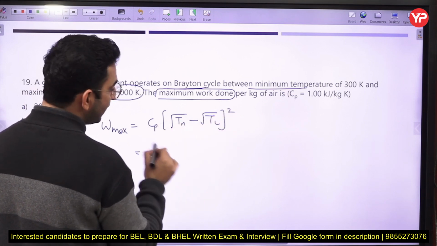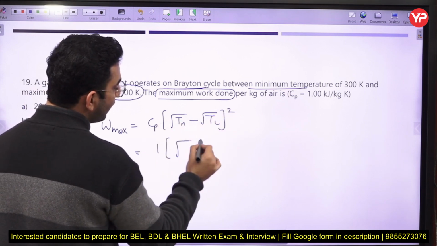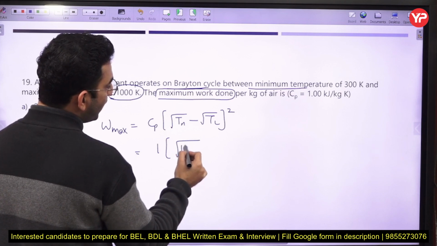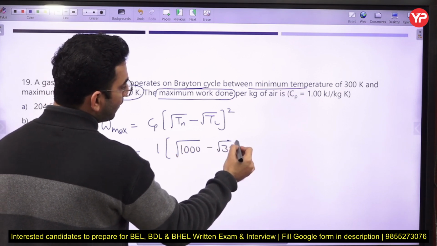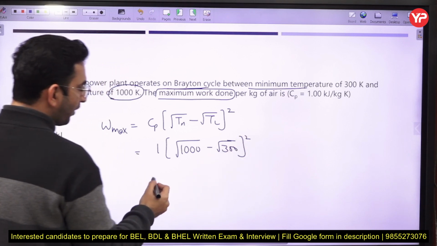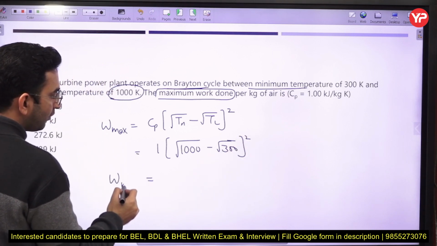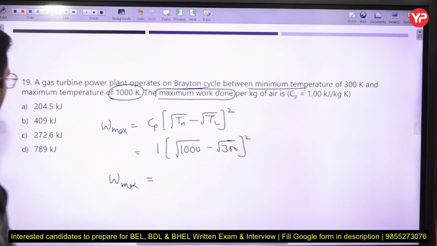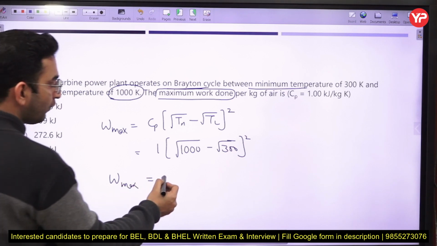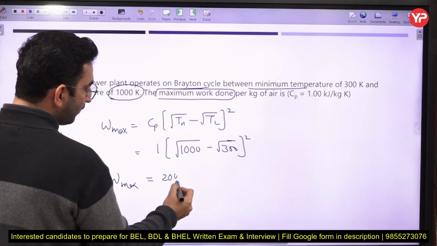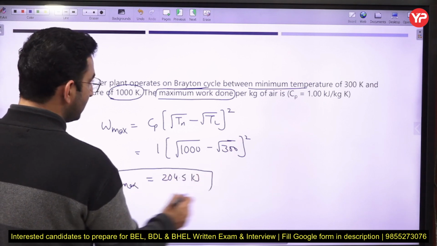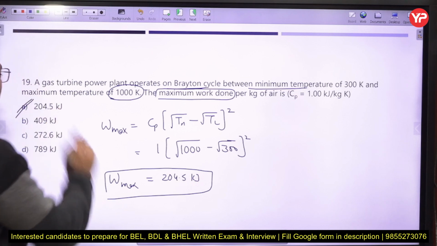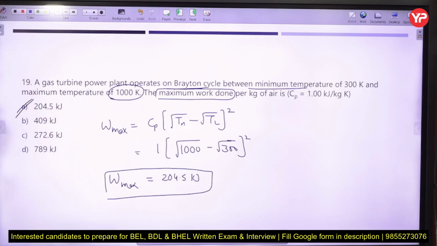Here you can see the value of Cp is given as 1, the higher temperature is 1000 and the lower temperature is 300. If you calculate this, you will find the value of the maximum work. The answer of this question is coming out to be around 204.5. That means option A is going to be the correct answer in this case. Option A.